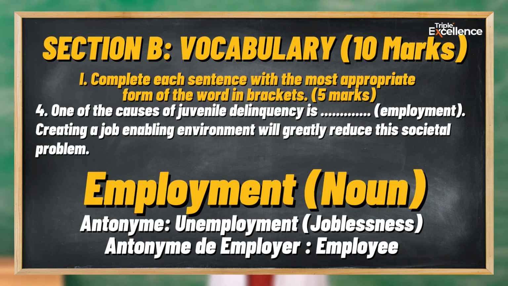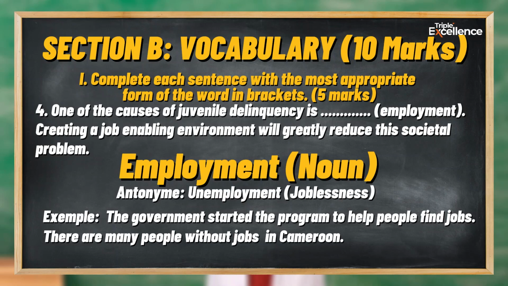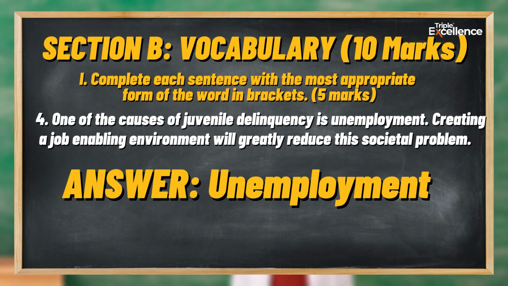Can you make sentences using the words above? The government, for example: the government started the program to help people find jobs. Another sentence: there are many people without jobs in Cameroon. So the correct answer here is unemployment.